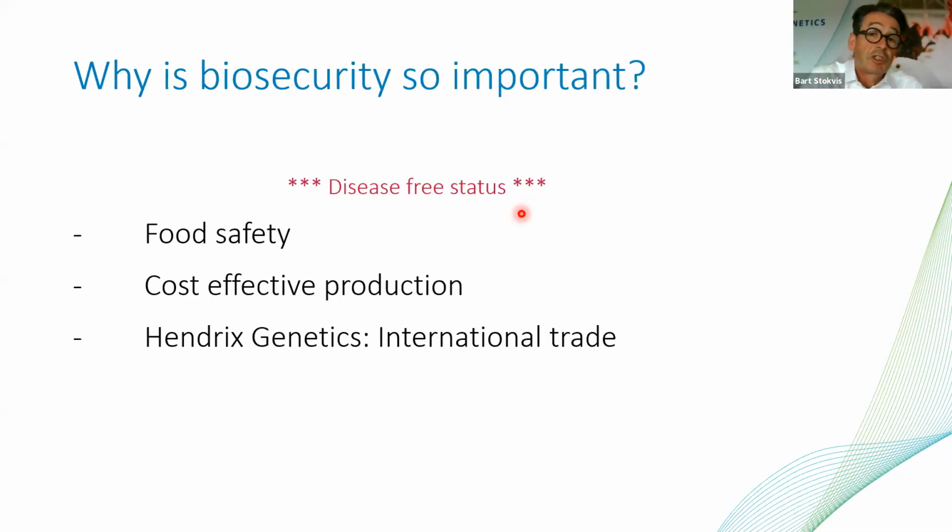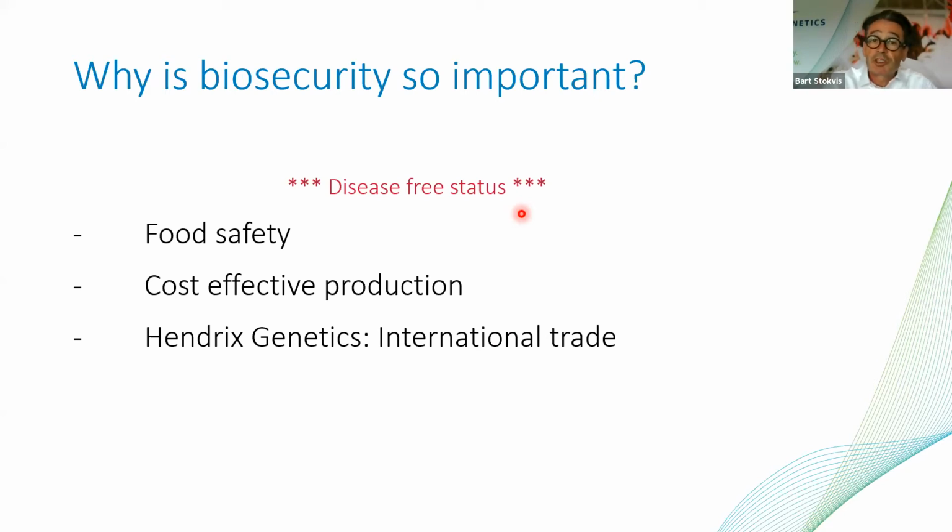Why is biosecurity so important? It is about health status. It is about disease-free status. We are all producing food, and food must be safe. Food must be free from pathogens, and food must be free from contaminants.